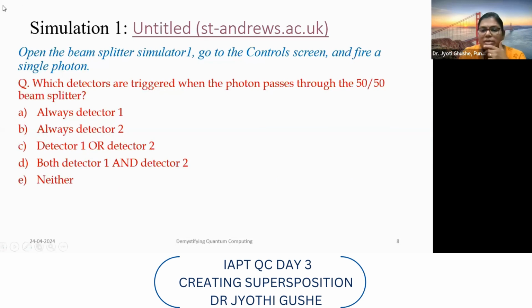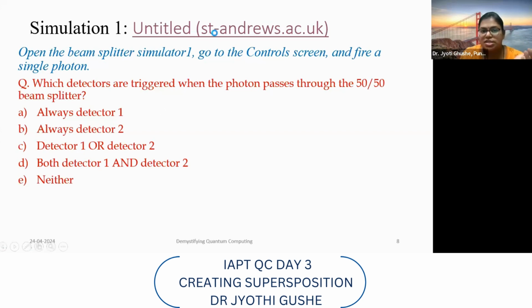Now, I want my audience to go through the simulation very, very carefully. I will play the simulation. You have to look at what I explain, what is there in the simulation, and then you have to answer this question. So we will see the question again later.